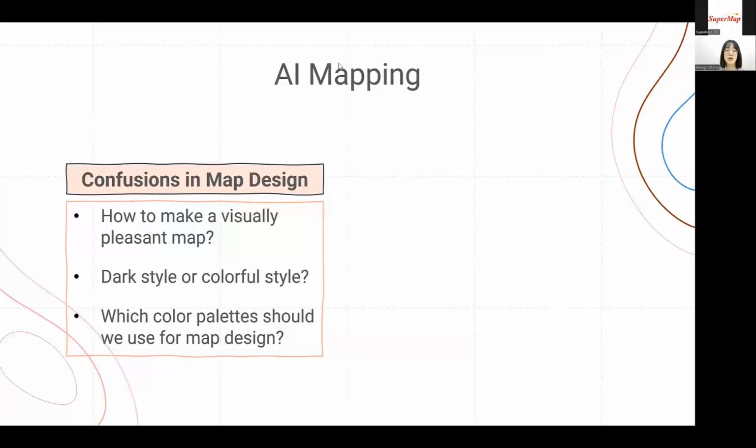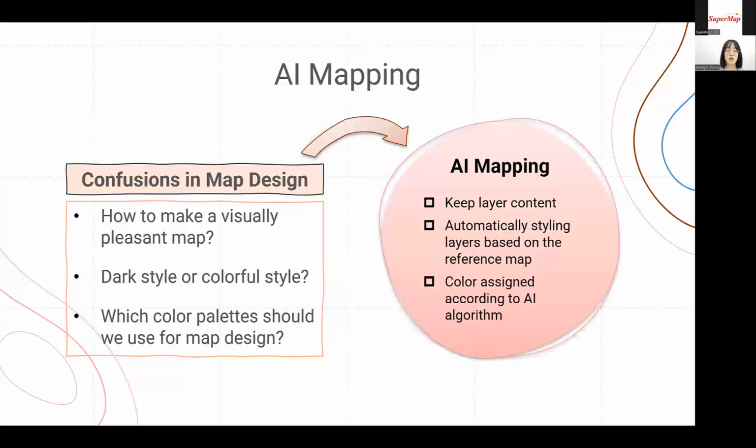If you want to compare these two styles together, the traditional way is to create a map in dark style, and then create a map in colorful style step by step, and that will take a lot of time and effort. And so to tackle those confusions, we have provided you with a tool that is called AI mapping.